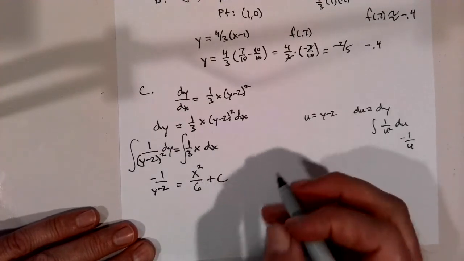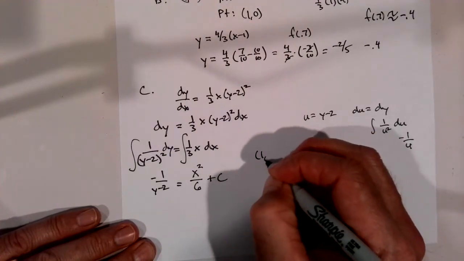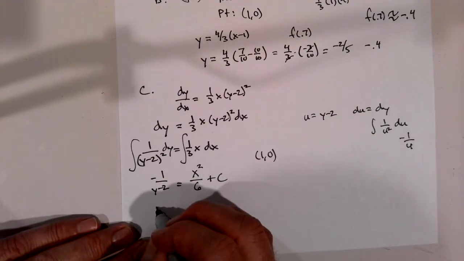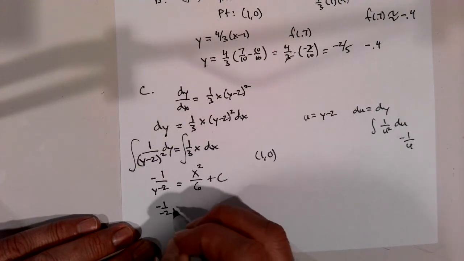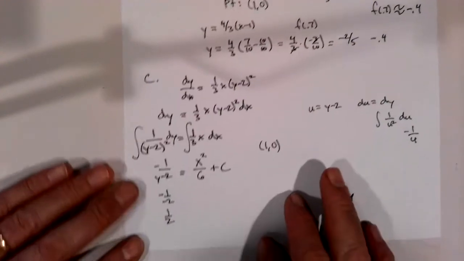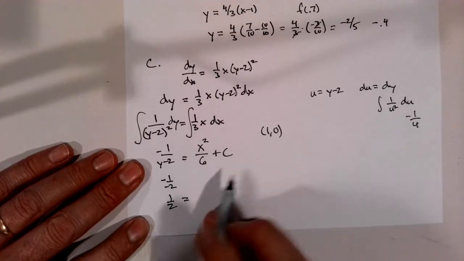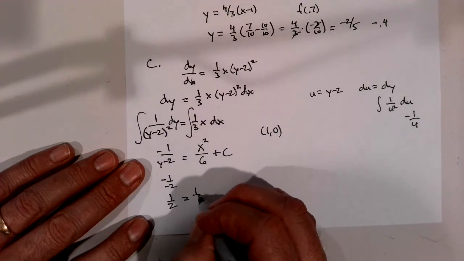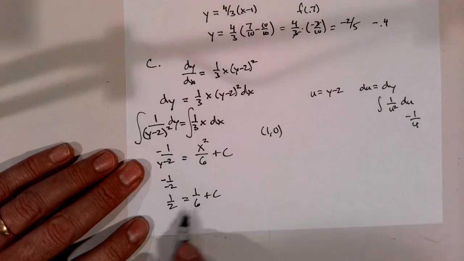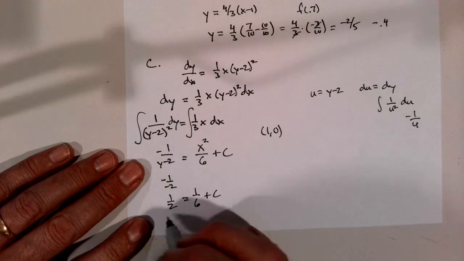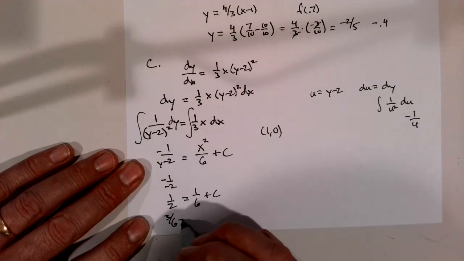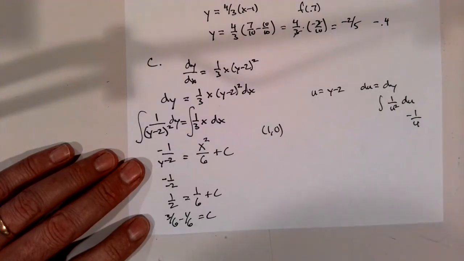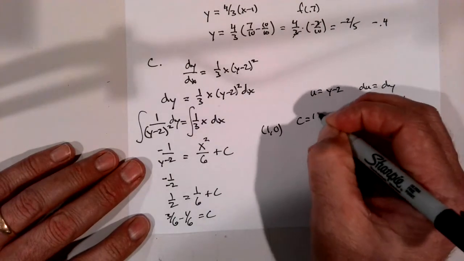Now, the initial condition is (1, 0), it says. So that means if 1 goes in for x, 0 goes in for y. So -1 over -2, or 1/2, is going to be equal to x squared over 6, or 1 over 6, plus c. If you subtract the 1/6 over here, we get 3 over 6 minus 1 over 6 is equal to c, or 2/6, which is 1/3. So we got c is equal to 1/3.